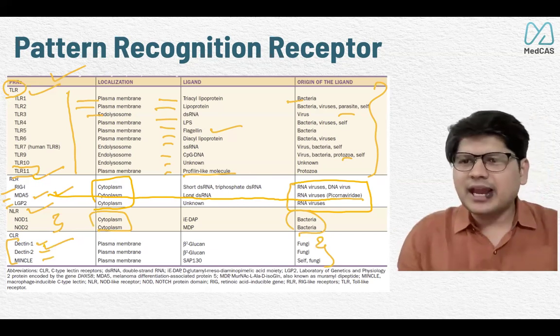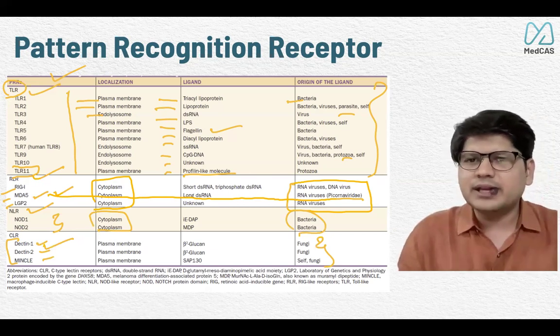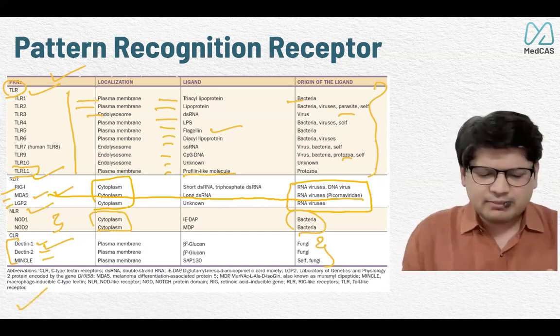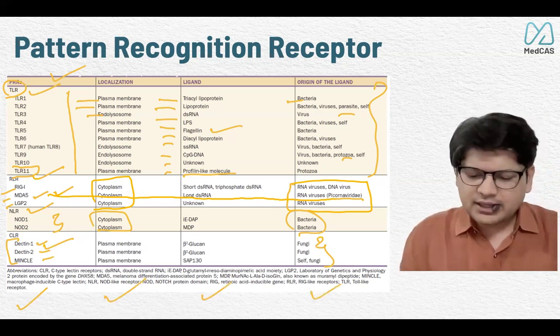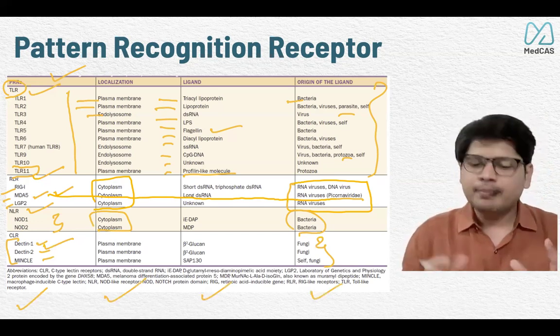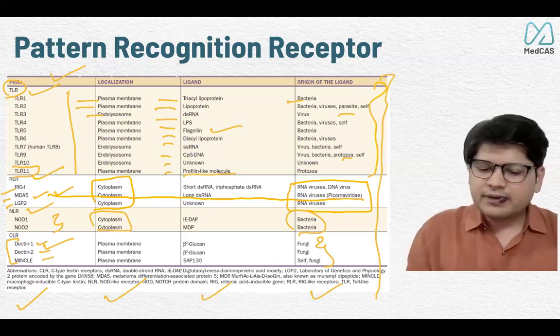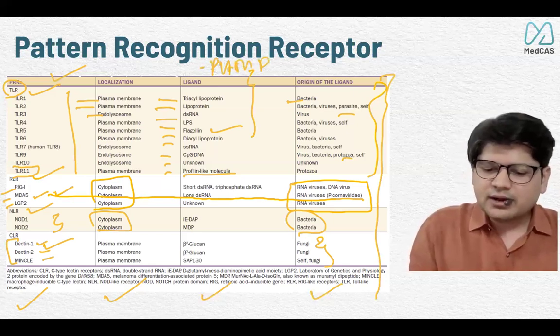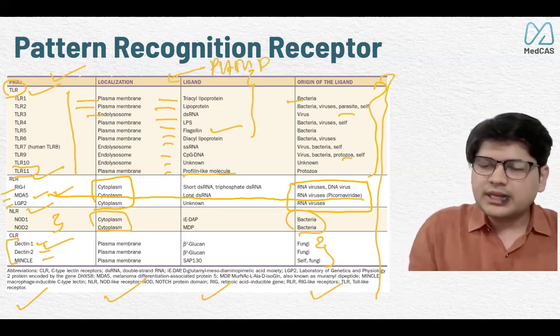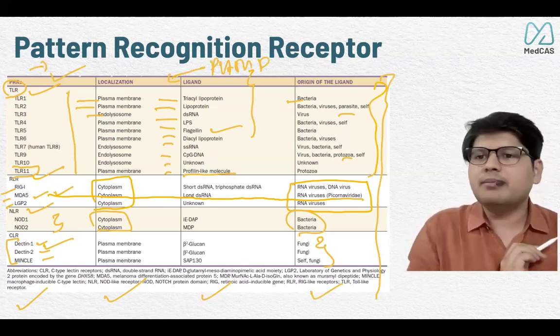I know it's a very hectic, busy slide: you have the receptor, where they are located, what the ligands are, what they identify, and where they are present. Ultimately, you have a lot of organisms which express something. This ligand is nothing but the PAMPs, which, once entering the body, get either inside the cell or outside the cell, and are identified like this.